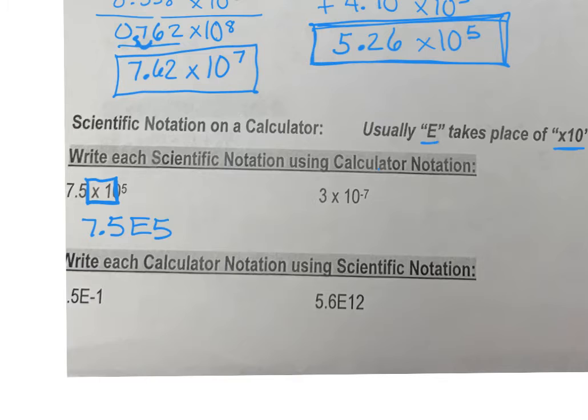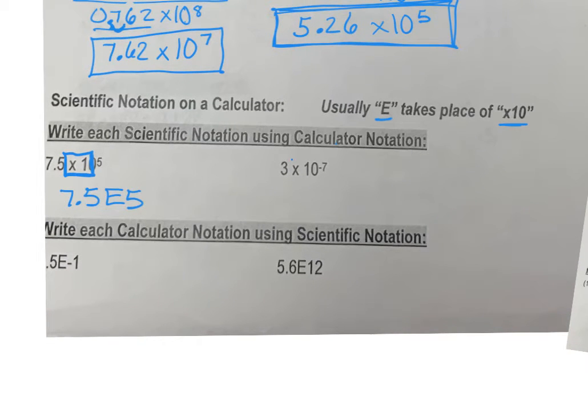Mine says 7.5 times 10 to the 10th, I did a different power to see. You're going to need to know this if you have a calculator that doesn't have this button. So this one would be 3, and instead of times 10, you replace it with E, and then just negative 7. It'll do it for you. Wait till we do some examples, okay?